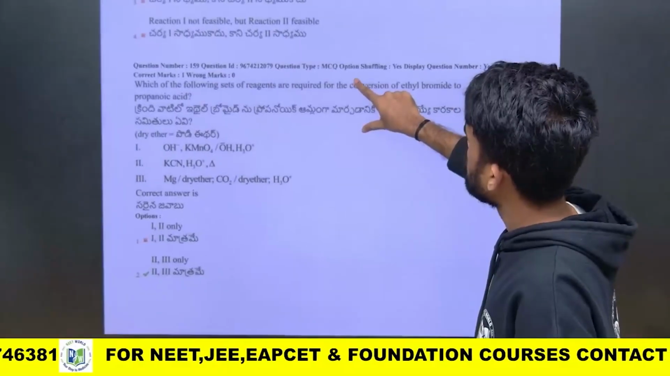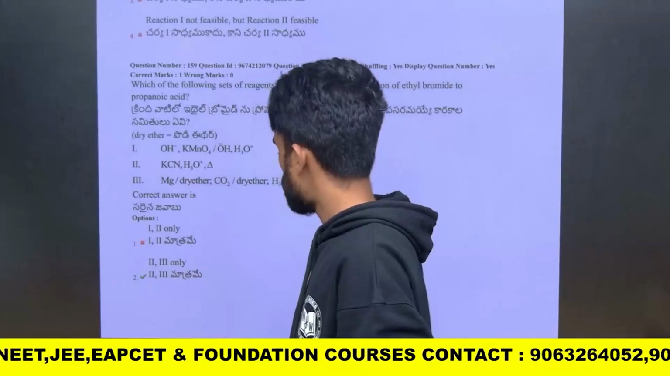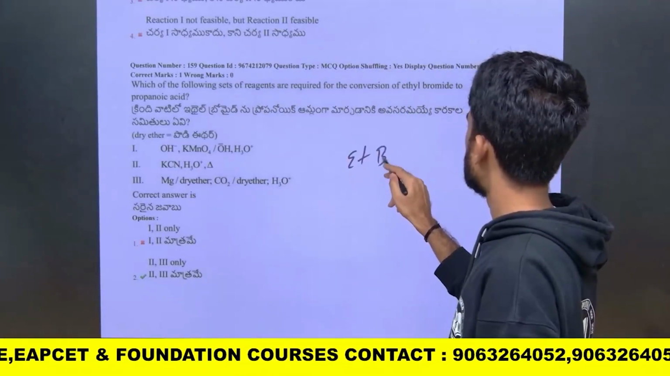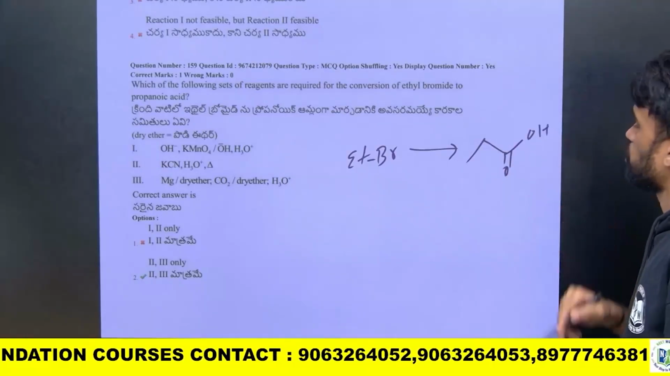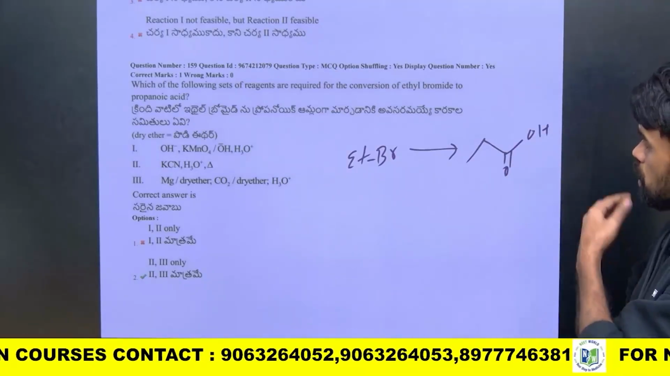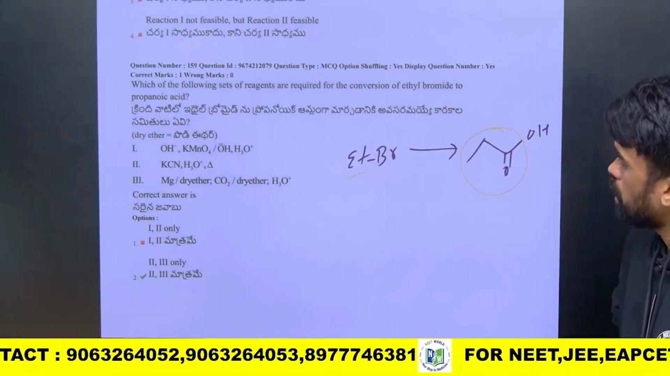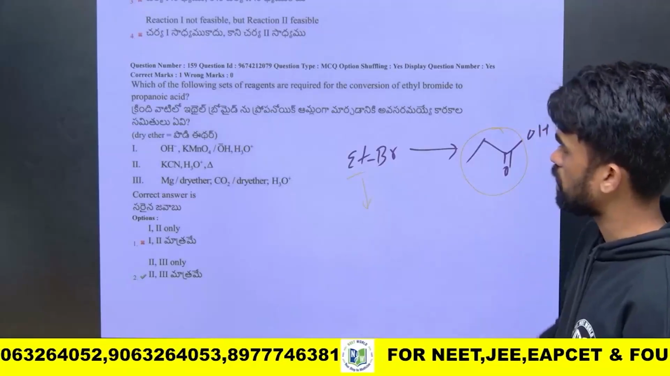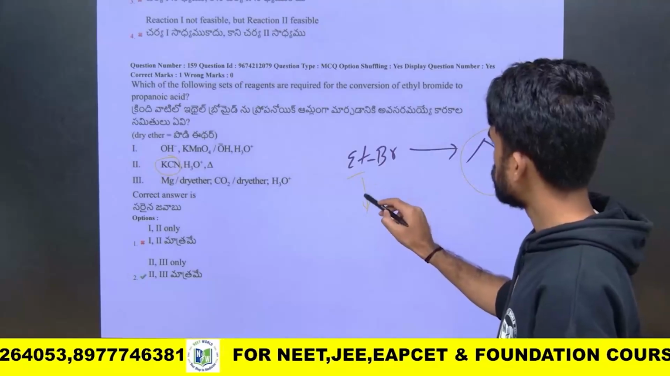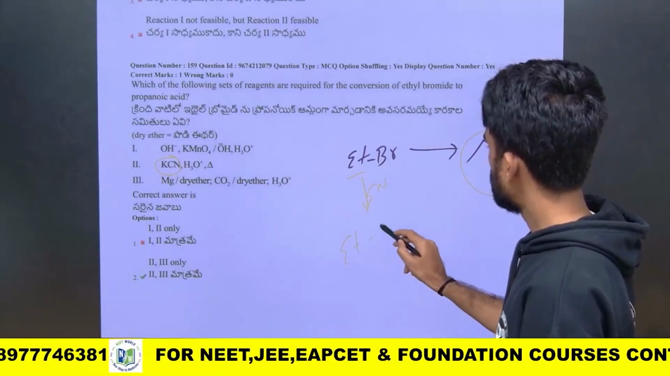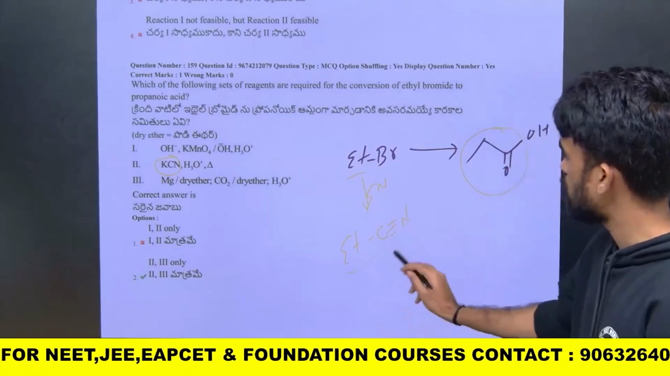Which of the following sets of reagents is required for conversion of ethyl bromide to propanoic acid? So how can we convert ethyl bromide to propanoic acid? Propanoic acid is CH3CH2COOH. Ethyl bromide has 2 carbons, and here we have 3 carbons. It means first of all we need to add 1 carbon more. For that I can use KCN. Et-C triple bond N, so now 3 carbons it is becoming.